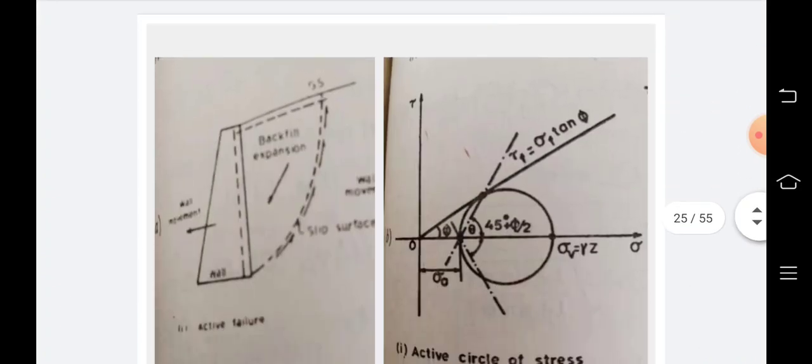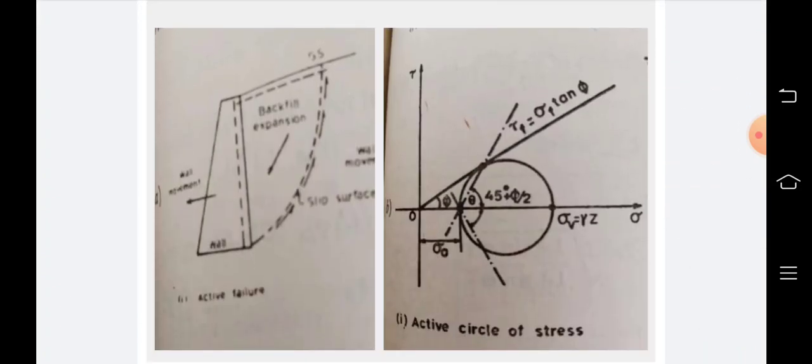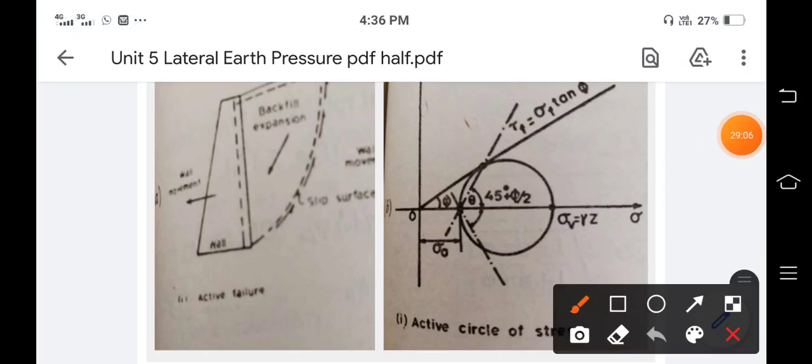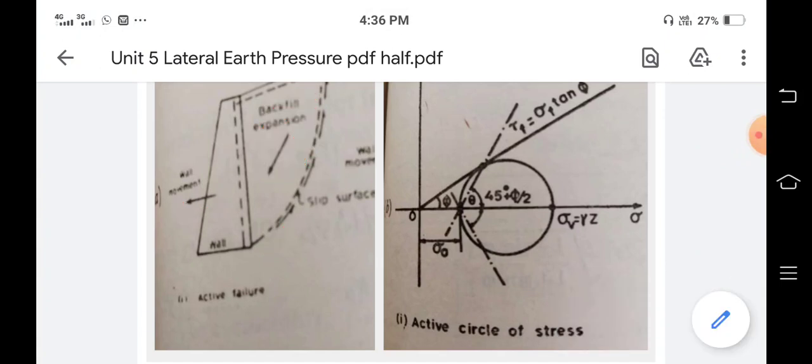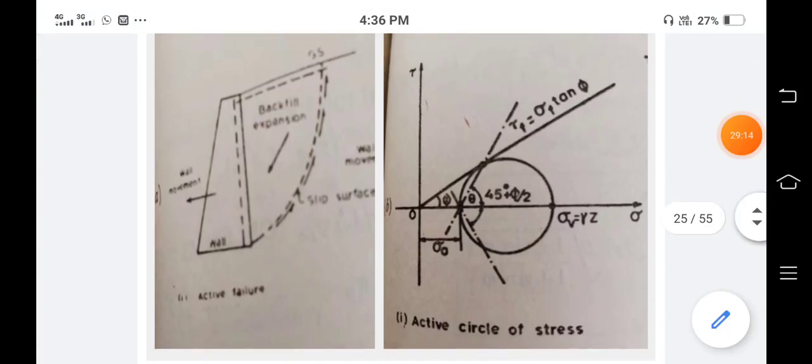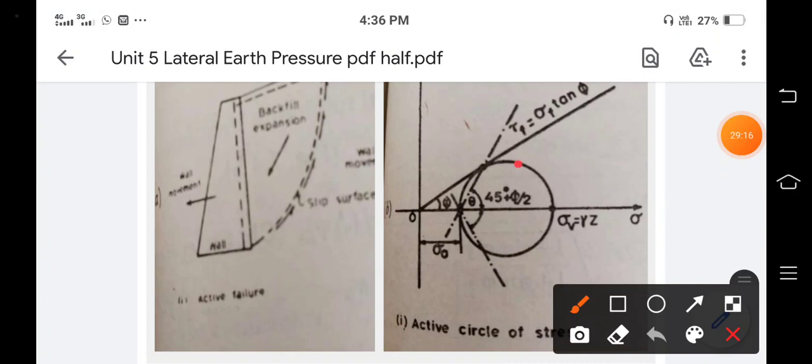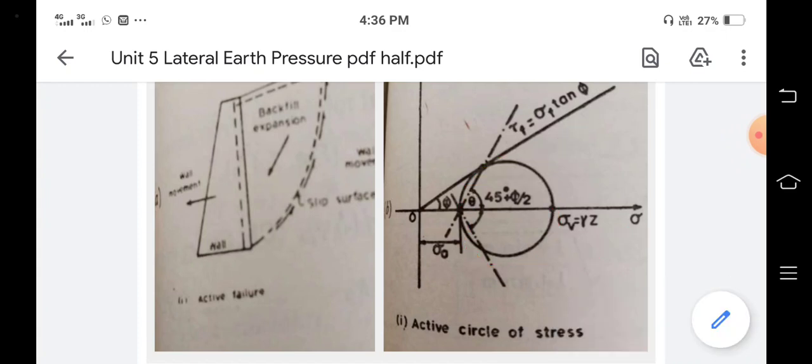Okay, if you see this active earth pressure, this is the movement of the wall. This is the expansion surface. This is a slip surface, and this is a Mohr circle. It has an angle of 45 plus phi by 2. This is the vertical stress, gamma times z, and this is the Mohr circle.